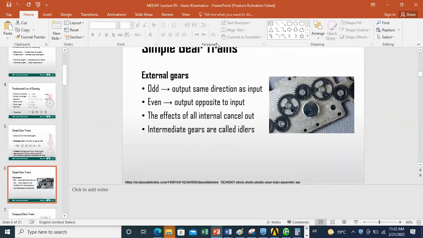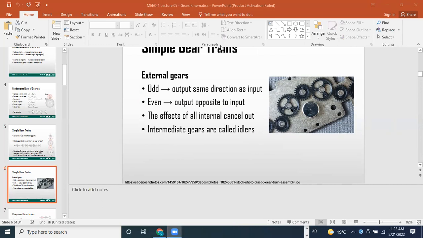Now, just some rules on simple gear trains. As we said, if you have an odd number of gears, the output will have the same direction as the input. If we have an even number, the output will be opposite to the input, and the effects of all internal gears will cancel out, because we have seen that the total ratio depends on the number of teeth on the input over the number of teeth on the output. Okay. And intermediate gears are called idlers.